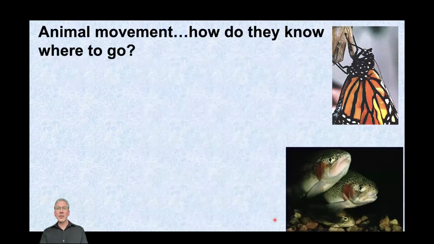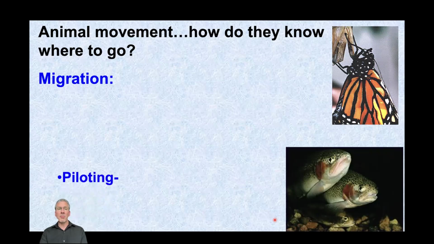Another really interesting phenomenon deals with animal movements, especially long distance travel, like long distance migrations. How do animals know where to go? Well, it turns out various species of animals can use a variety of cues to figure out where they need to go. So, a few basic concepts to think about.